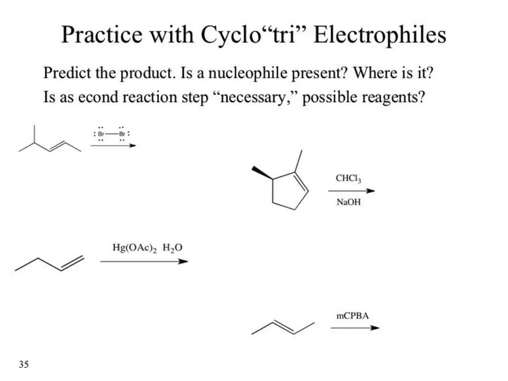Predict your product. Is there a nucleophile present? Where is it? And is a second reaction step necessary? What you may find is that a second reaction is necessary. If you think it's necessary, what reagents might you need to add? You should have been spending some time reviewing these reagents, so hopefully you already have an idea of what needs to be happening. Try and come up with some predictions.